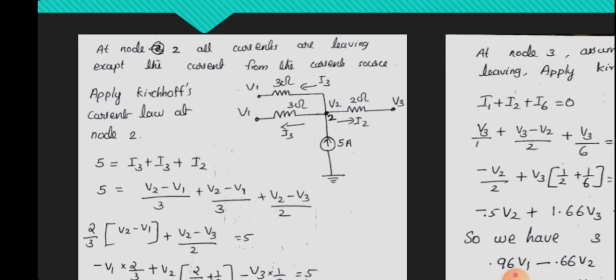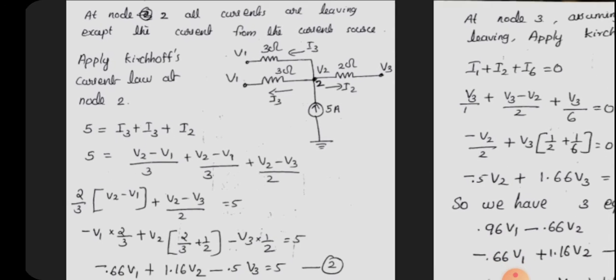So I have marked all the currents at node 2, and all the currents are leaving except the current from the current source. I can apply Kirchhoff's current law at node 2.